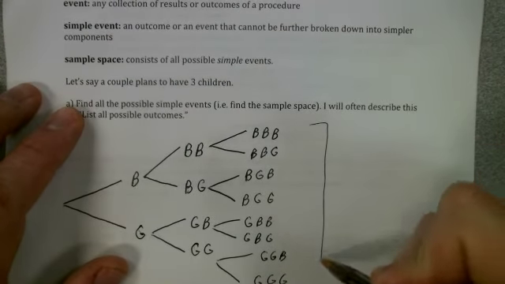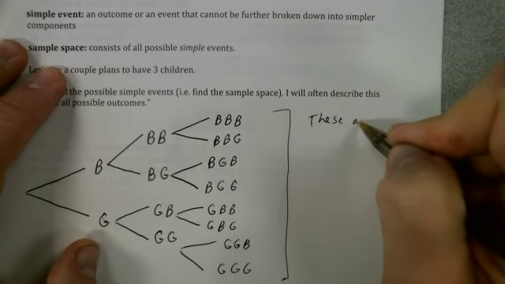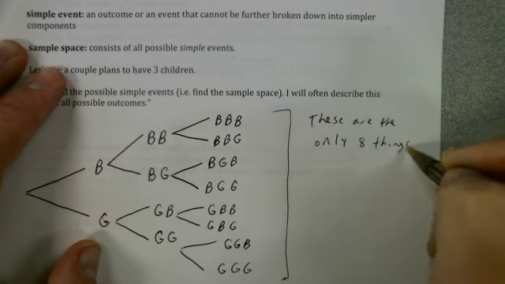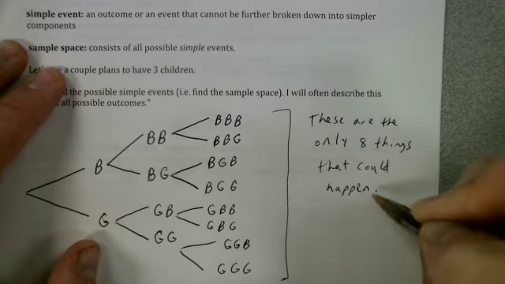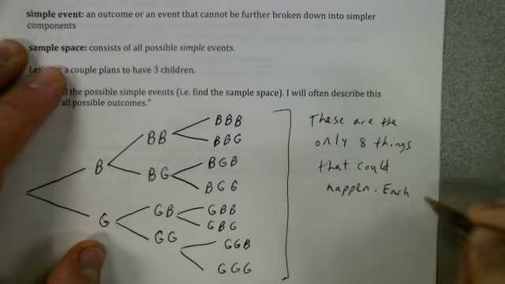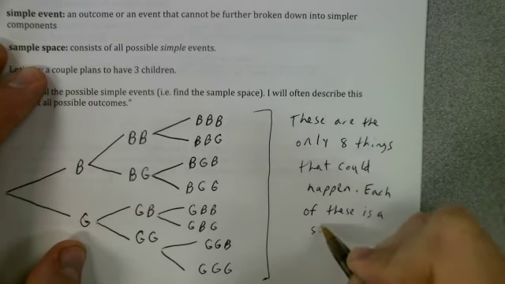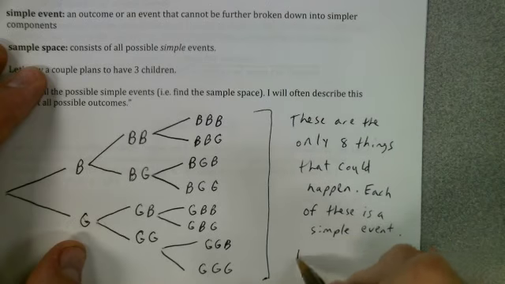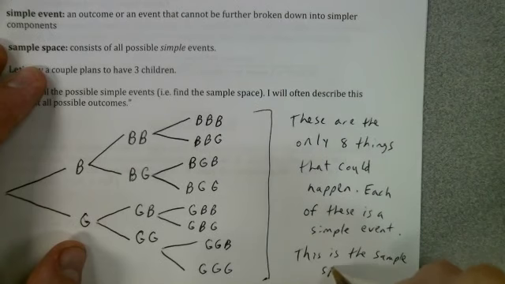So these are the only 8 things that could happen. So we have found the sample space. Each of these is a simple event. And this is the sample space.